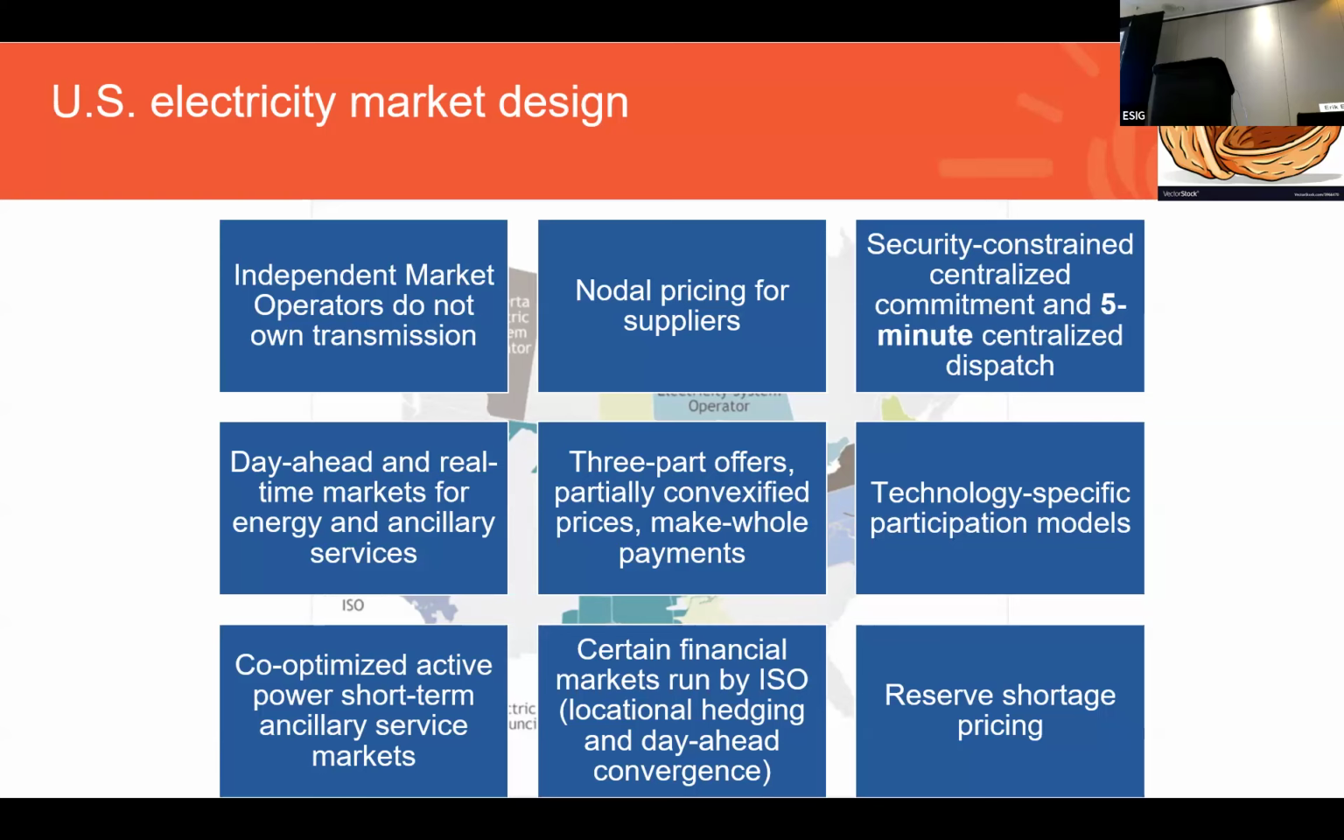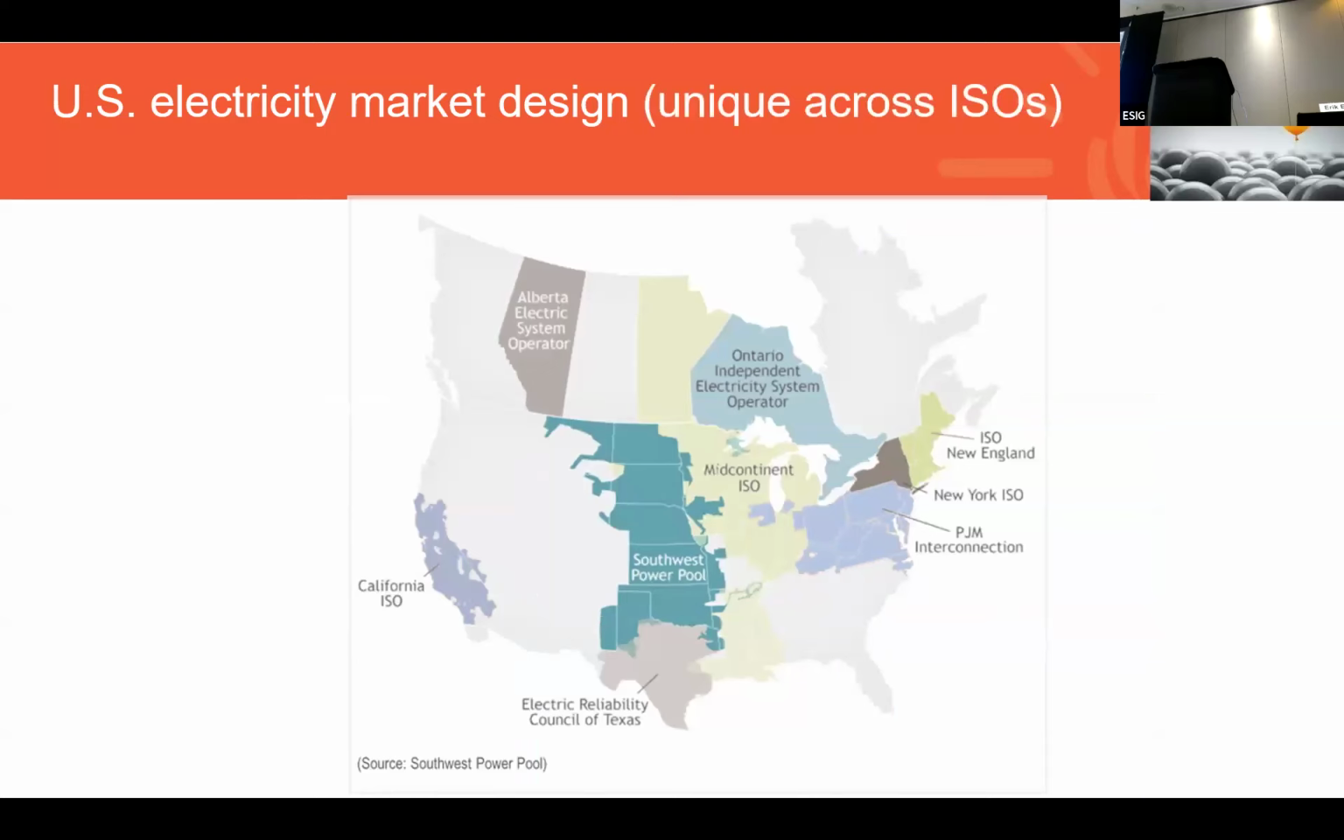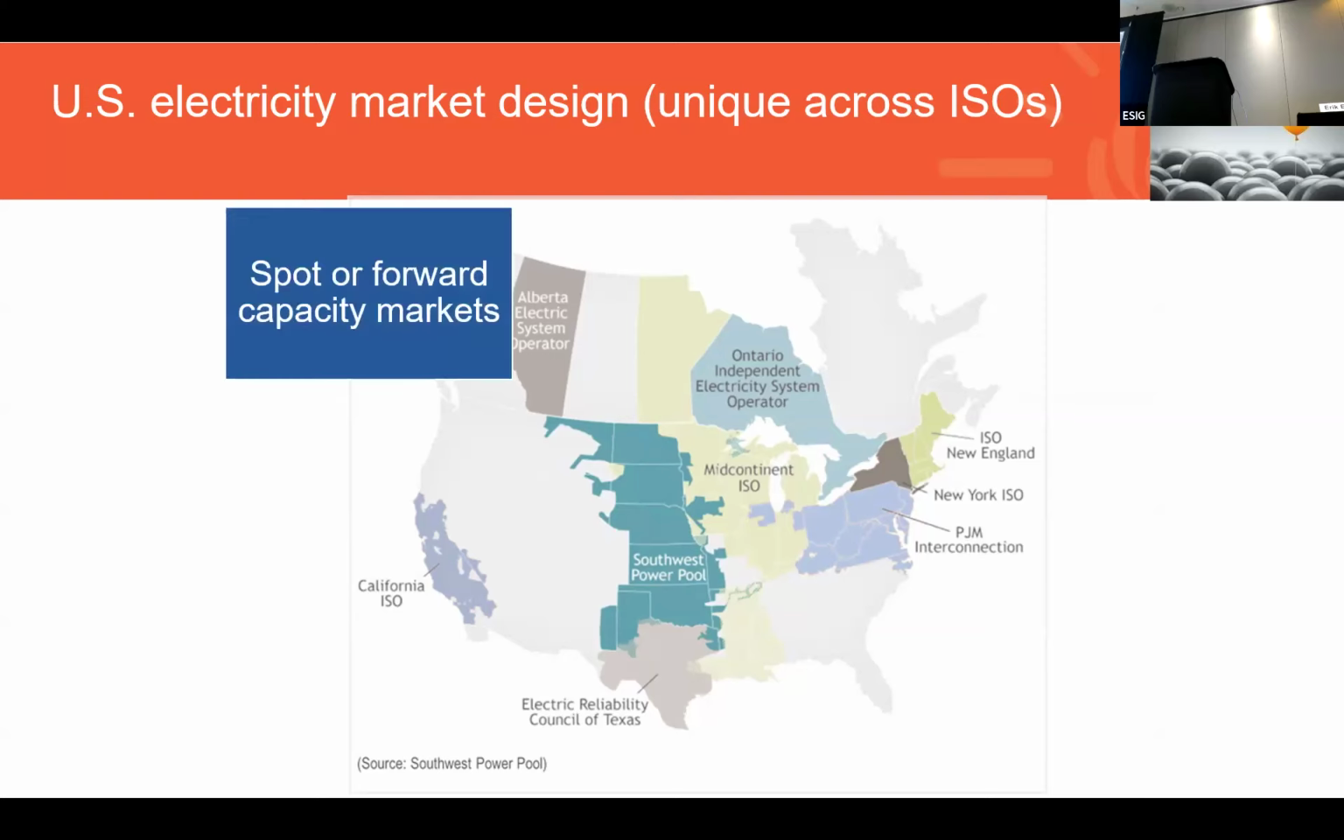So this is not exhaustive, but these are 9 things that are really common across all 7 electricity markets in the United States. Here are some unique things: things that maybe exist in one region, but not the others, just some really important things that differ across all those US market regions.